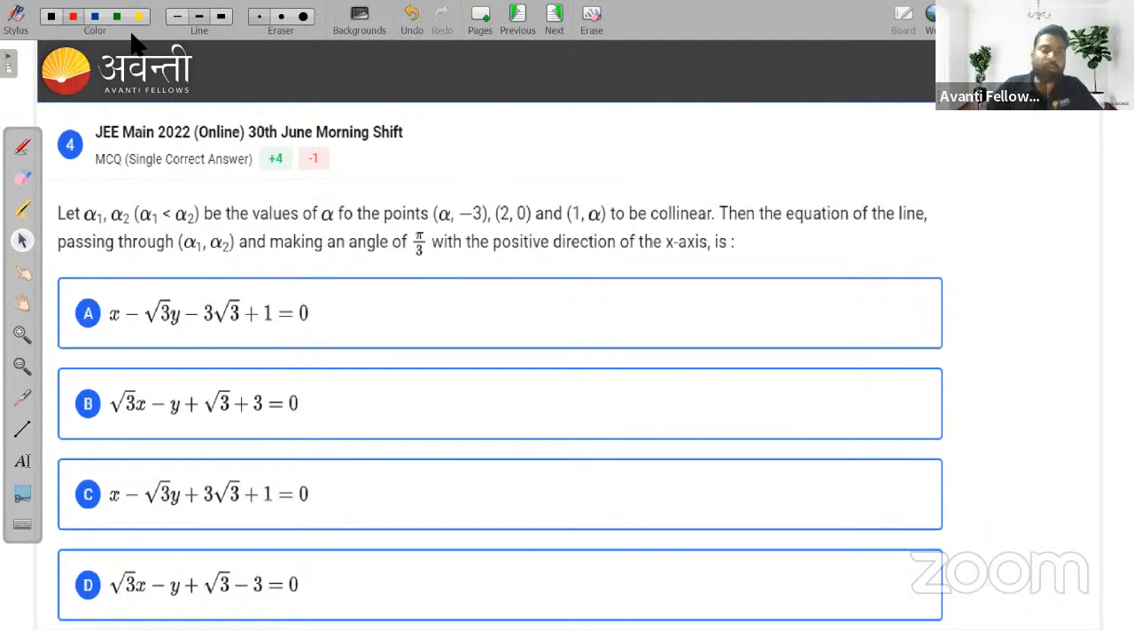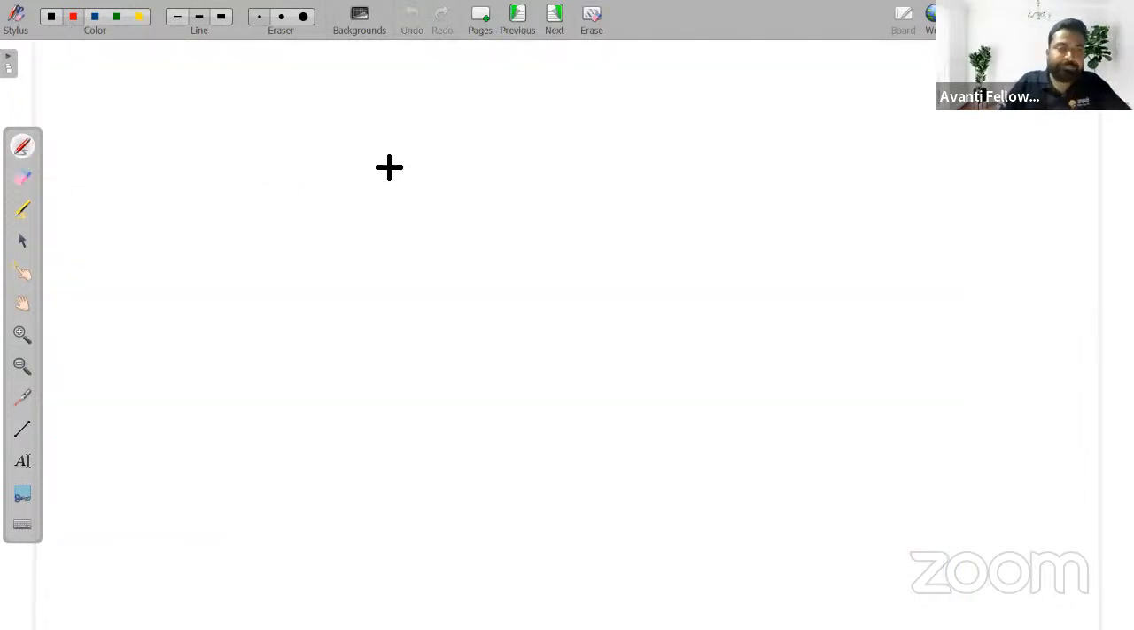Let's solve. It is given in the question that alpha 1 and alpha 2, where alpha 1 is less than alpha 2, are the values of alpha for which the points alpha minus 3, 2, 0, 1 alpha are collinear. Then you have to find the equation of the line passing through the point alpha 1, alpha 2 and making an angle pi by 3 with the positive direction of x-axis. It's a very easy question. You can solve it easily. Let's solve this question.